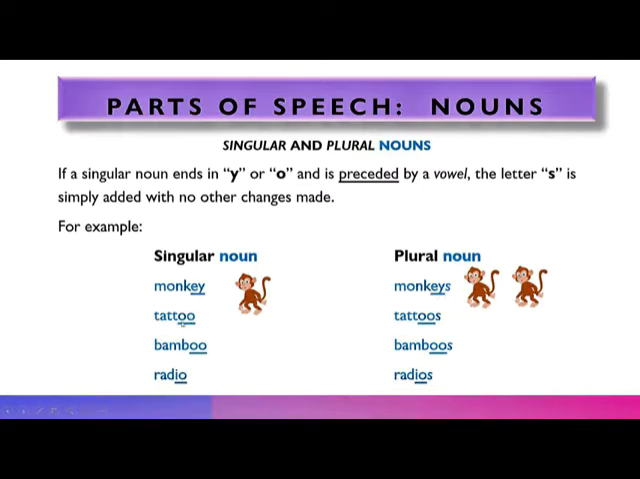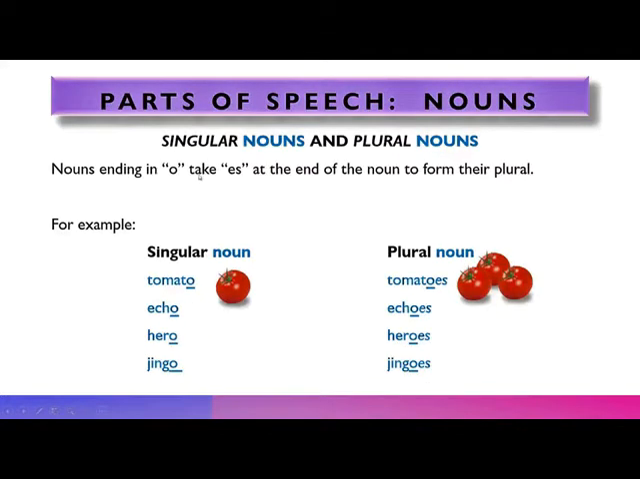Singular noun, tattoo. Plural noun, tattoos. Singular noun, bamboo. Plural noun, bamboos. Singular noun, radio. Plural noun, radios.